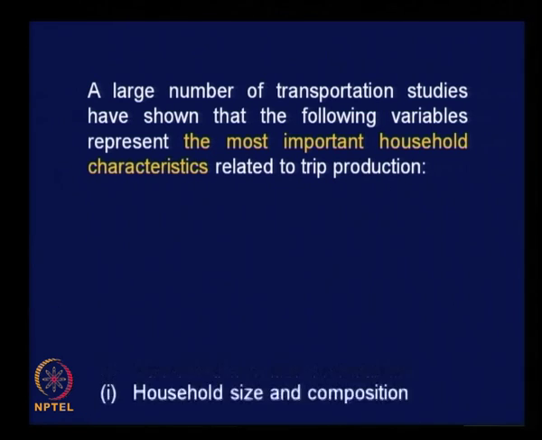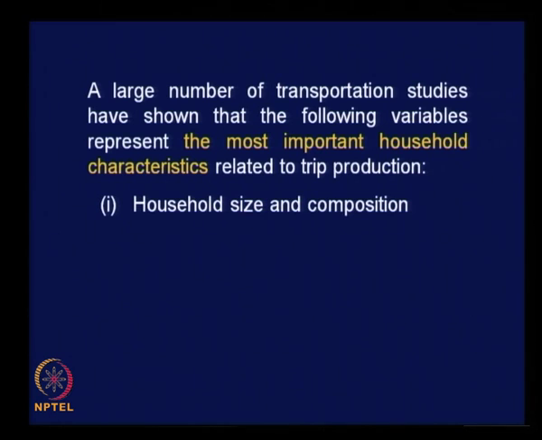The variables are household size and composition. By household size we mean the number of persons in a household. If it is a normal household, the number of persons is likely to be between say 1 and 6 or 7. If it is an institutional household, the number could vary, 10, 20 or in hundreds. So, we need to understand the household size in that particular context.